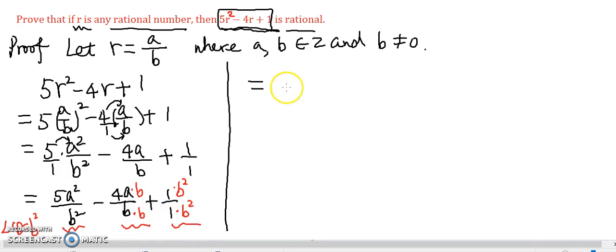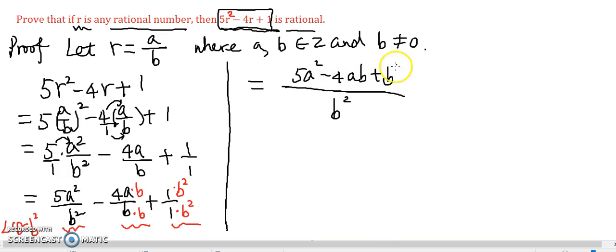So we have a common denominator b squared, and so we can add or subtract the numerators. So we're going to do 5a squared minus 4ab plus b squared, and that's on the top. Once we get the common denominator, we can just subtract or add numerators.